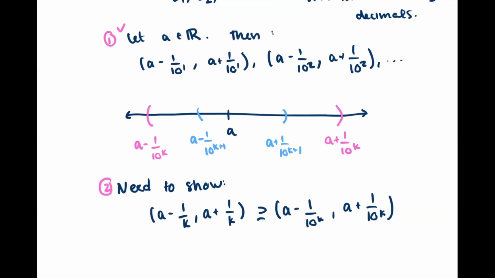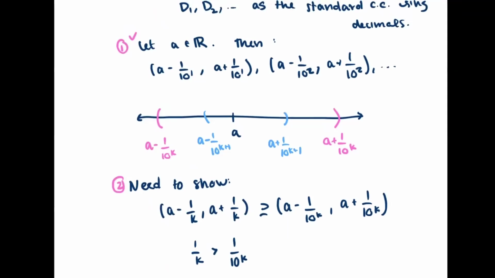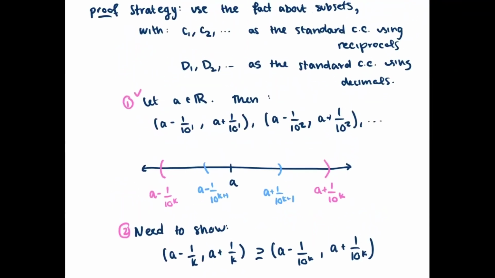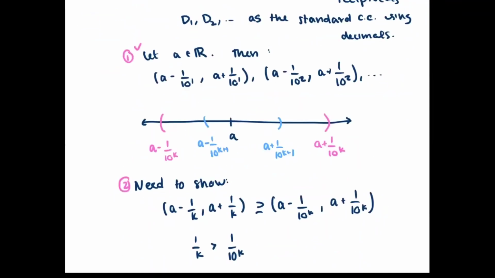Yeah, that's just like the one. A is always going to be a smaller fraction. So if we wanted to compare, right? 1/k is larger than 1/10 to the k, right? So that's why this containment is true. Okay, so this was a quick version of the proof, but now we have that the standard collapsing collection using decimals is a collapsing collection.